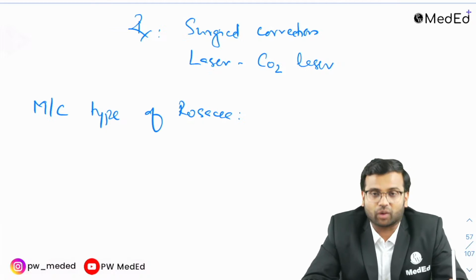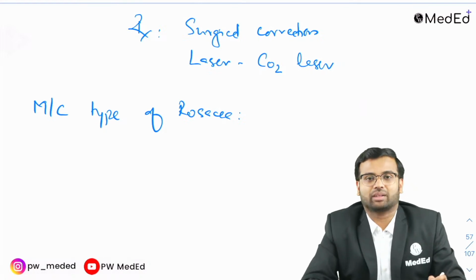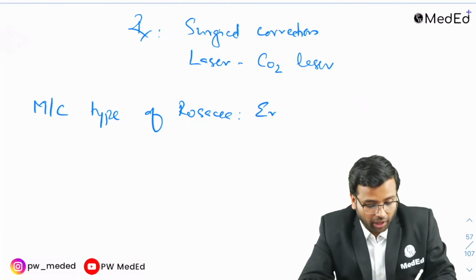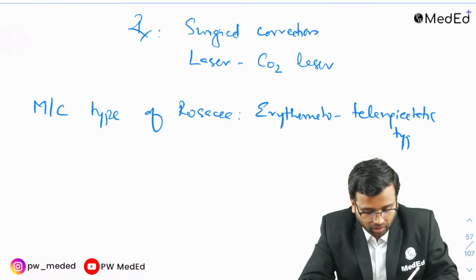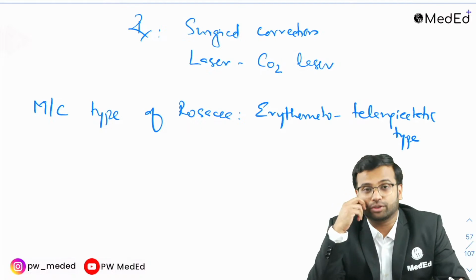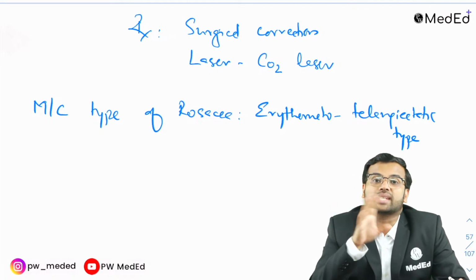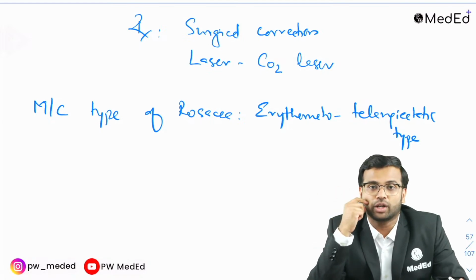Now, since we are already discussing this topic called rosacea, can we quickly do a short revision about rosacea? In rosacea, what is the most common type? The most common type of rosacea is the erythematotelangiectatic type, where there is erythema of the face along with some dilated blood vessels. That is going to be the most common type of rosacea.